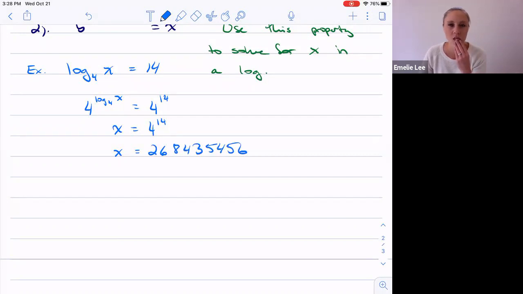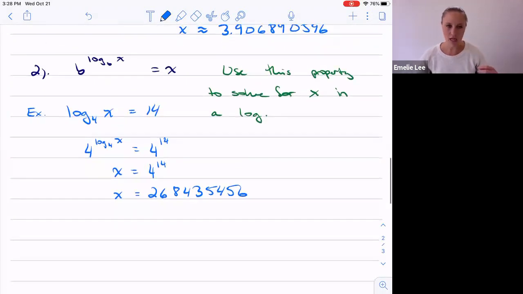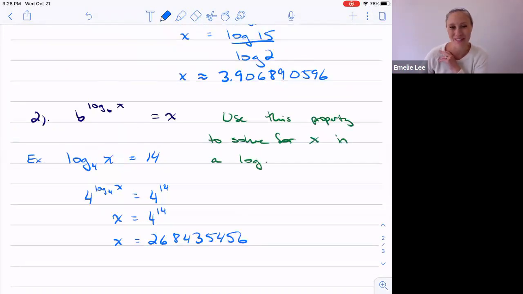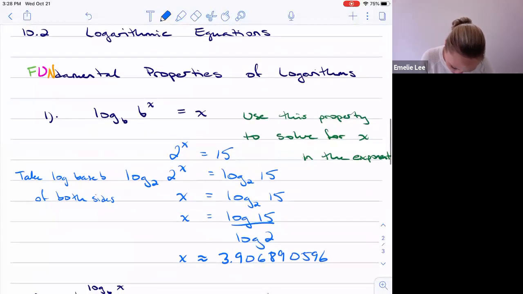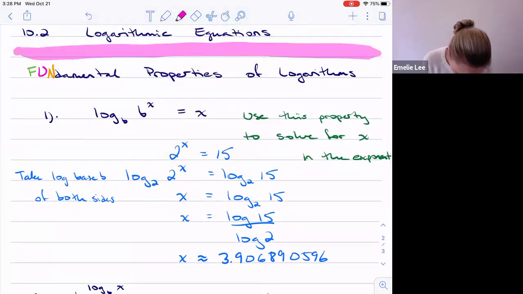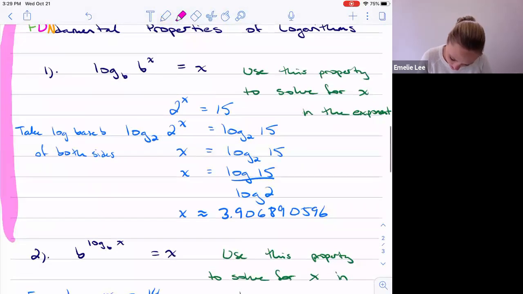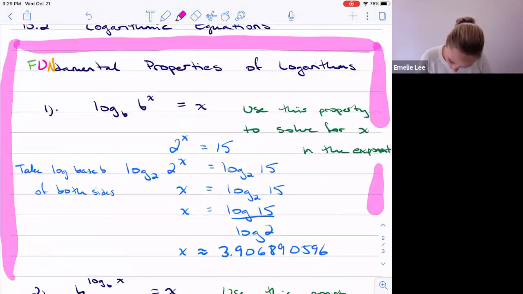Okay. So being able to shake out an x in a power or an x in a log is going to be really useful, right? So we need to know how to do that, and the fundamental properties are how we do it. Okay, so these are important. I'll do pink highlighter all around. Started off with the big leagues here.